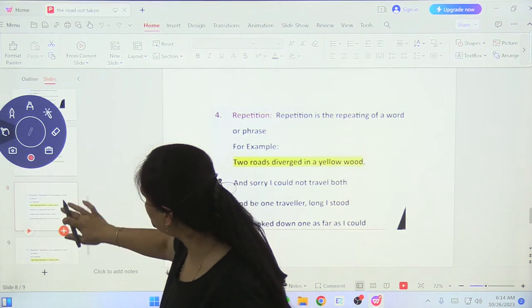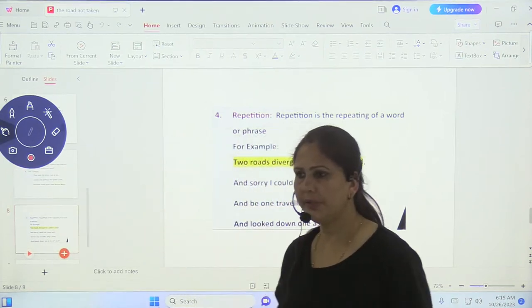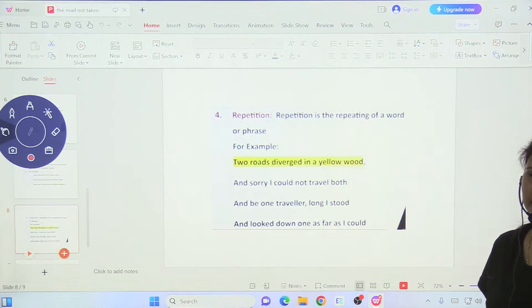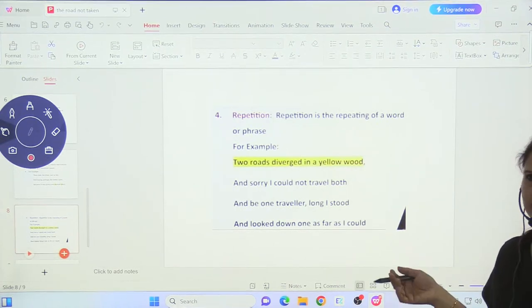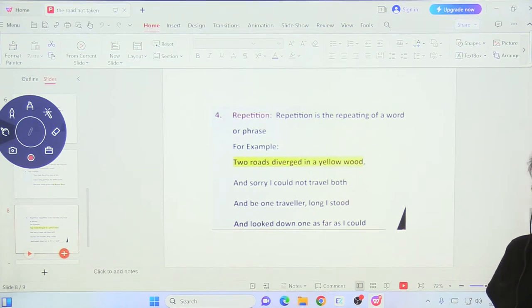Okay, this is repeated. So is the poem clear to all of you? Very clear. Any doubts you can ask. Otherwise, we will move on to the next topic, shall we?